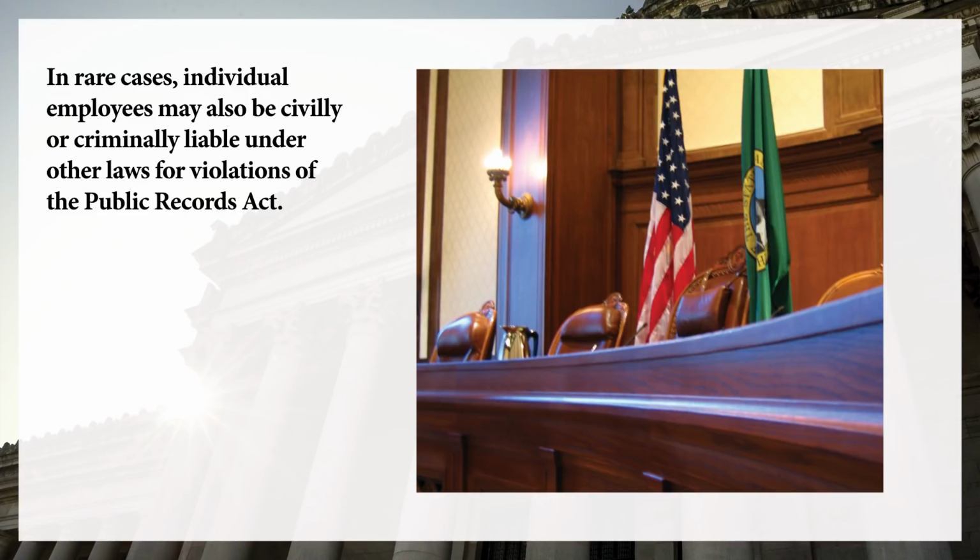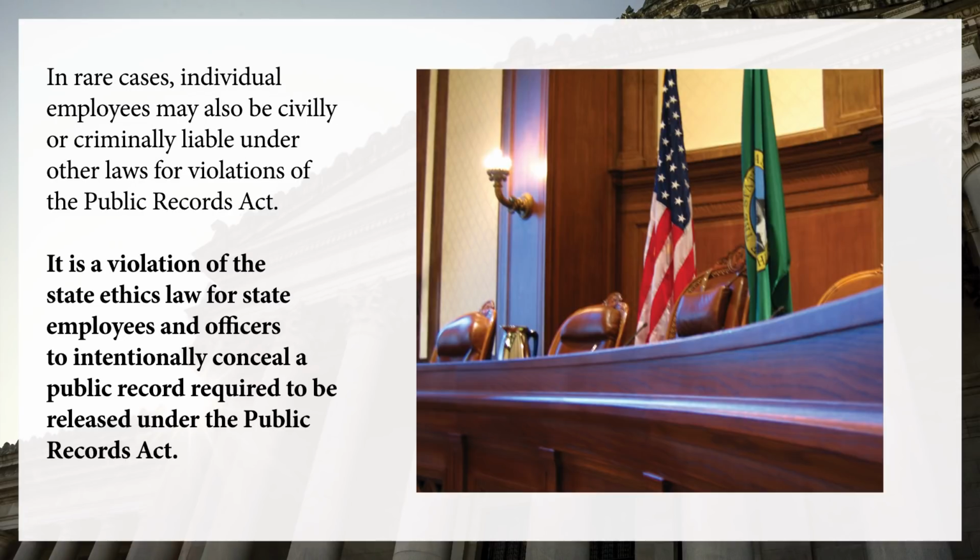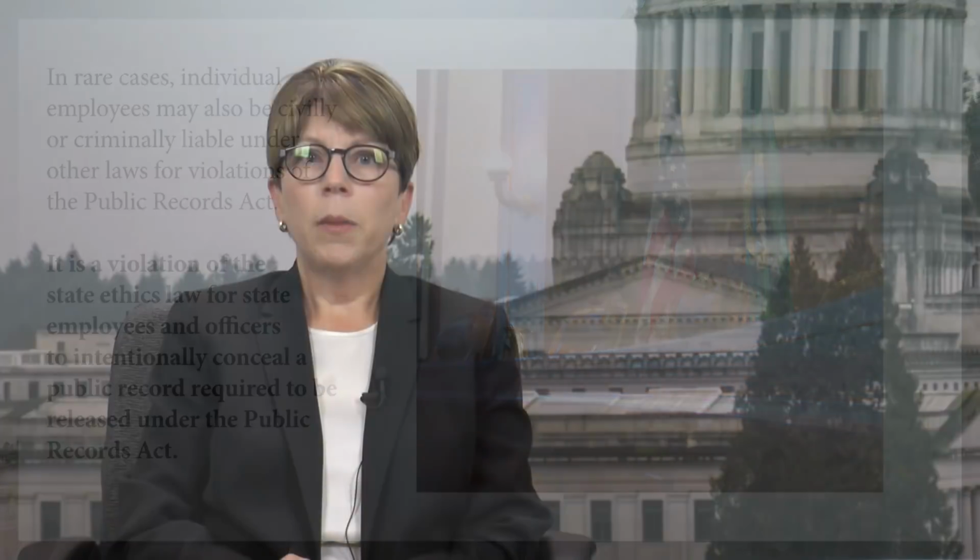In rare cases, individual employees may also be civilly or criminally liable under other laws. State agency employees and state officers are subject to the Ethics in Public Service Act. It is a violation of that state ethics law for a state employee or officer to intentionally conceal a public record required to be released under the Public Records Act. State agency employees and officers may be fined up to $5,000 per violation of the state ethics law. It's also a crime for any agency officer to willfully mutilate, destroy, conceal, erase, obliterate, or falsify any record of that agency's office, except where the law expressly authorizes the non-disclosure or destruction of records. The crime is punishable by imprisonment of up to 10 years or a fine of up to $5,000 or both.